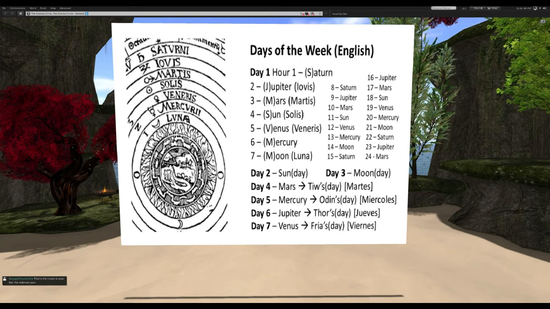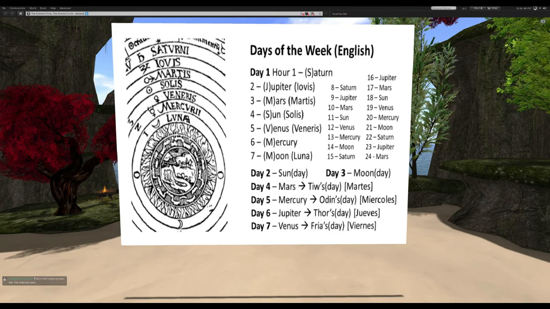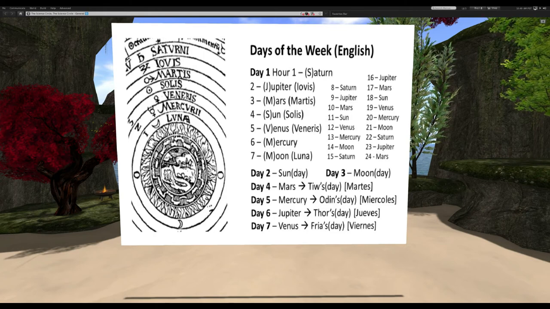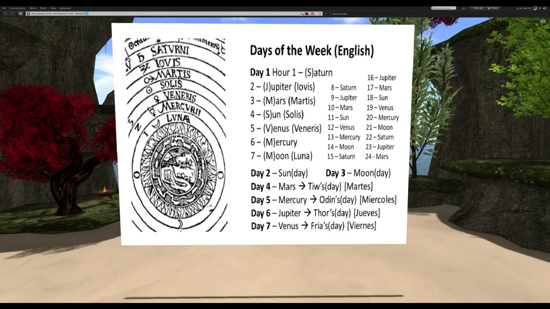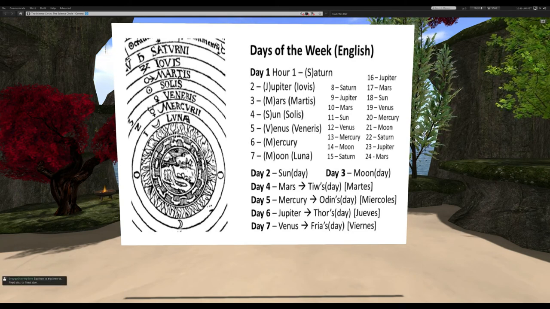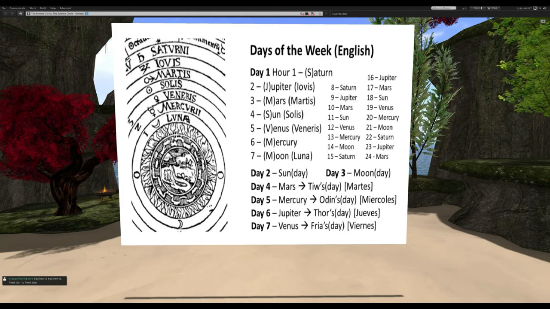Now, here's an interesting thing for you guys that may not know: how come we call the days of the week the way we do? This actually dates back to the Ptolemaic system, and you'll find this on several different calendars around the world. And it was because, yeah, equinox versus fixed start, exactly.